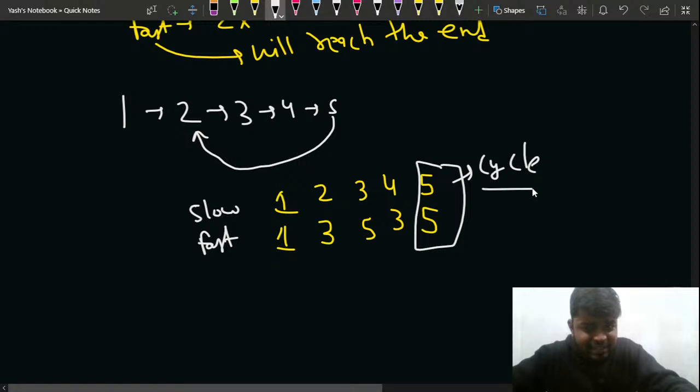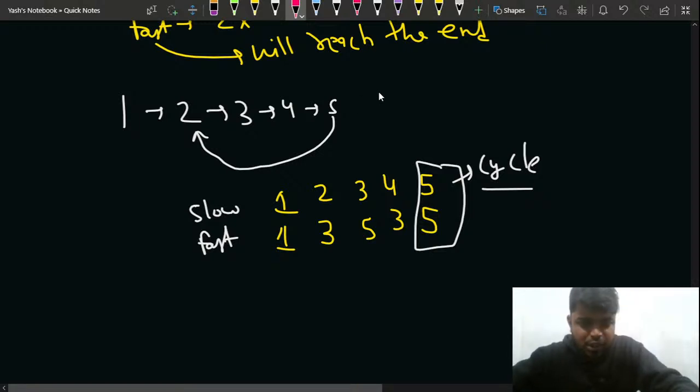This is nothing but the Floyd cycle detection algorithm that we used in a linked list, right? This is nothing but the cycle detection algorithm that we regularly keep on using. Now the thing is that for this particular linked list, is 5 my starting point of the linked list?